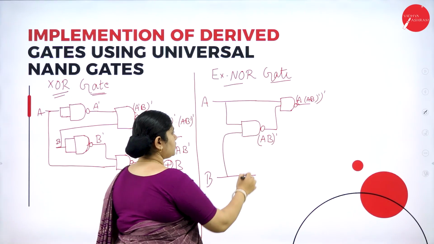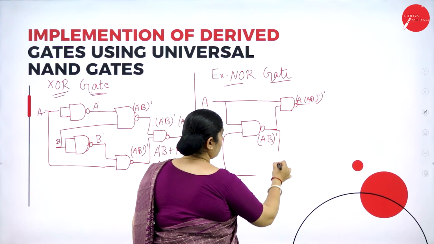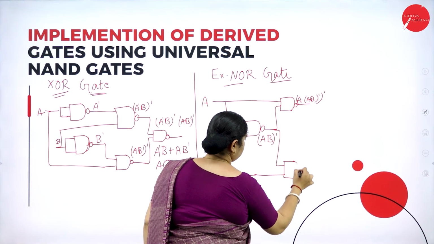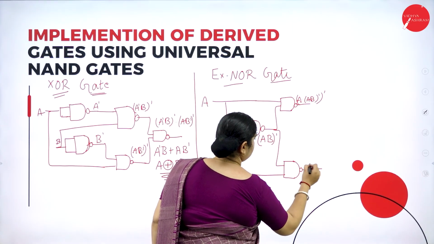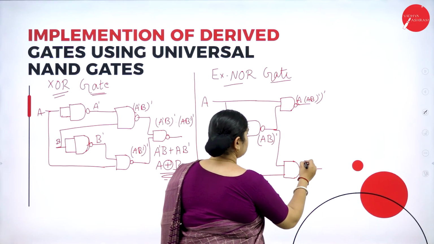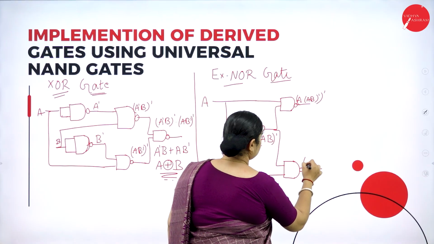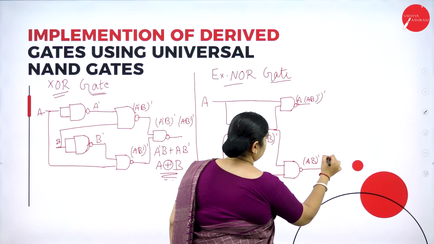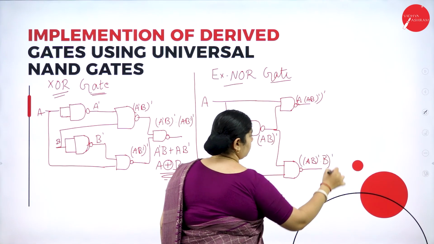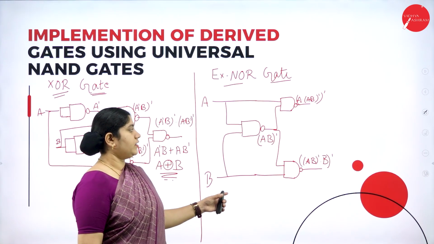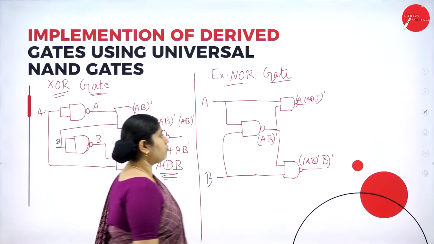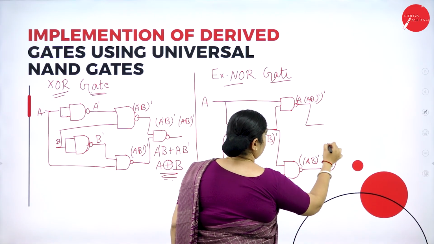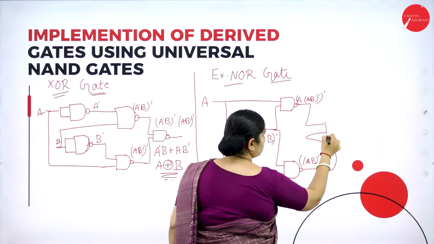Up next, similarly, we have to draw one more NAND gate here. So we can say here we will be getting (AB) whole bar into B dash, A whole bar. Alright, the final step is that we have to consider this and draw an AND gate.